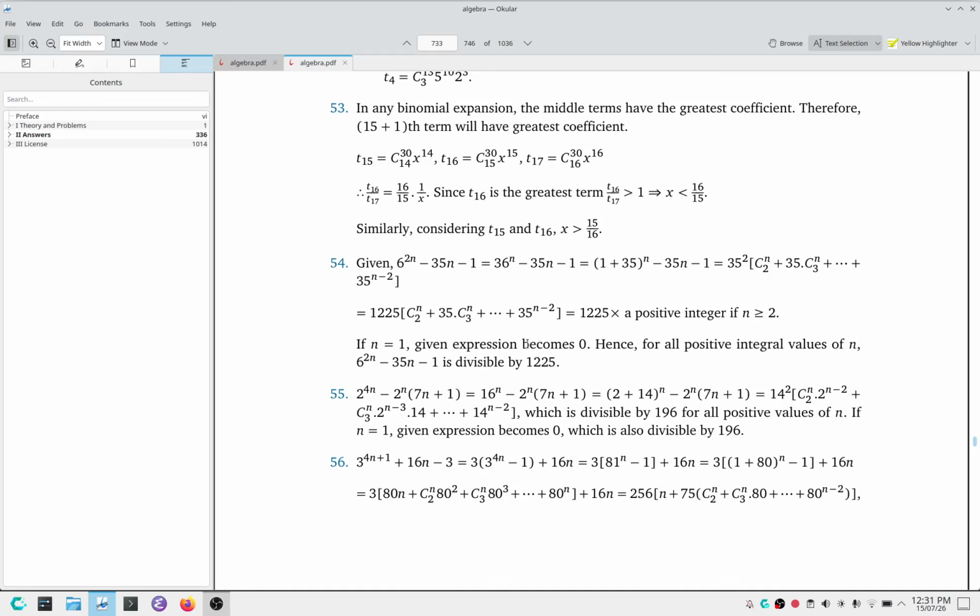If n is equal to 1, the given expression becomes 0. Hence, for all positive integral values of n, this expression is divisible by 1225.